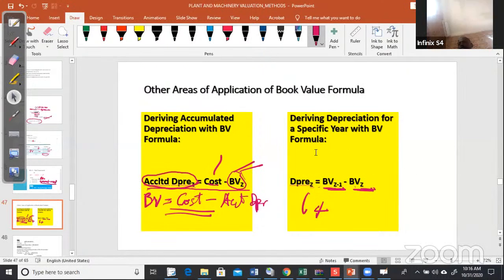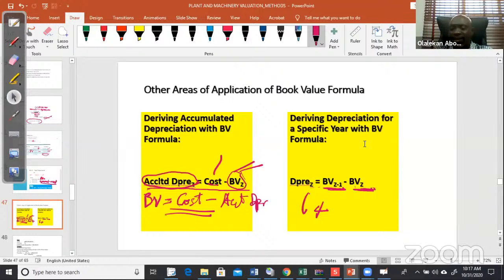Okay, now, with what I have given you here, the first one is that you can derive accumulated depreciation using the book value formula, and you can equally derive depreciation for a specific year. Let's say an asset has a 25 years lifespan, and they now ask, what is the depreciation for the 19th year? Will you run the spreadsheet table for 19 years? That's not working smarter. Or they may ask, what is the total depreciation over the 19th year?